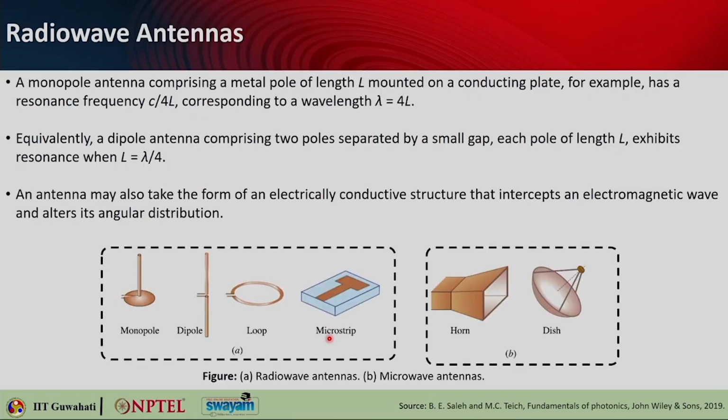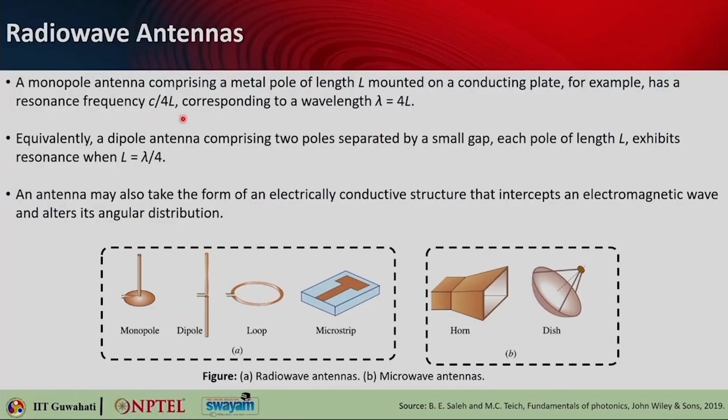Now, if you look into monopole antennas, so these are monopole antennas. Monopole antennas basically comprise a single metallic pole of length L, mounted on a conducting plate, and in that case the resonance frequency will be c over 4L. That corresponds to a wavelength lambda equal to 4L. Or you can say that the length of the monopole antenna is L, which is lambda by 4.